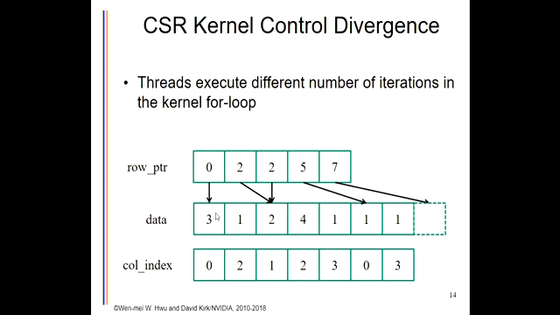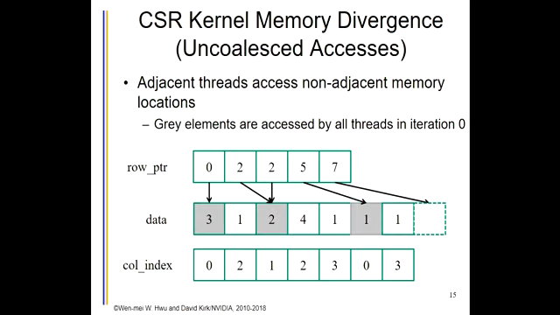So in this case, thread 0 has 2 iterations, thread 1 has no iterations, and thread 2 will have 1 iteration, and that's it. So you have all this wild variation in the number of iterations, and that leads to control divergence in executing that for loop. And the second one is memory divergence, or uncoalesced accesses. The adjacent threads, in this case, are not accessing adjacent memory locations.